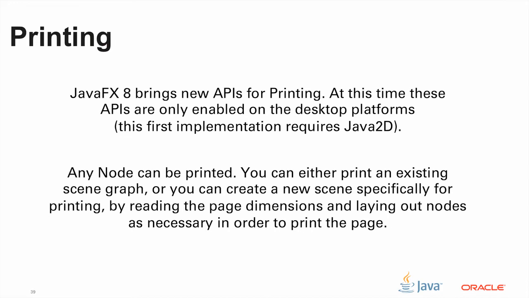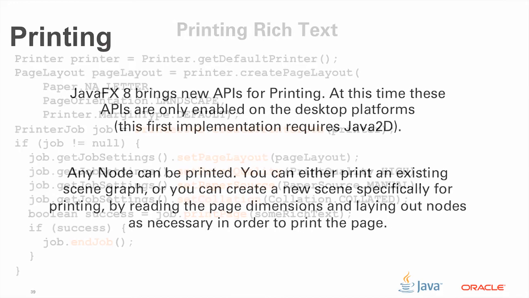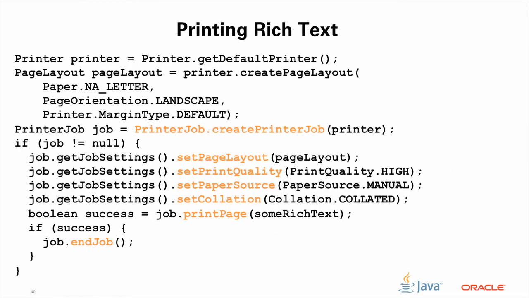Also, JavaFX 8 has a printing API. Here's an example of printing rich text. So we get our default printer, and then we create a page layout, and then we create a printer job, and then we can put settings into our print job, and then we can print the page, and then if we're successful, we can end the job.